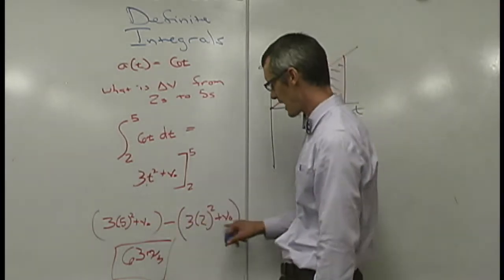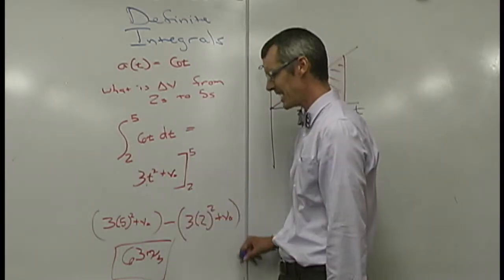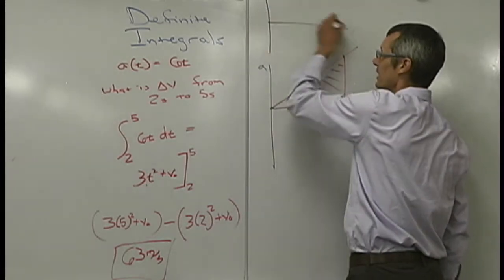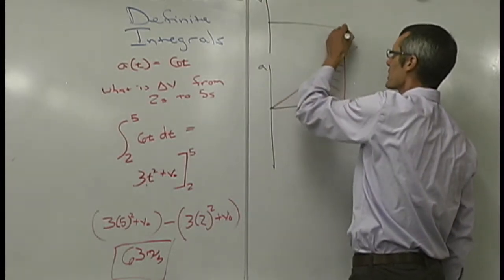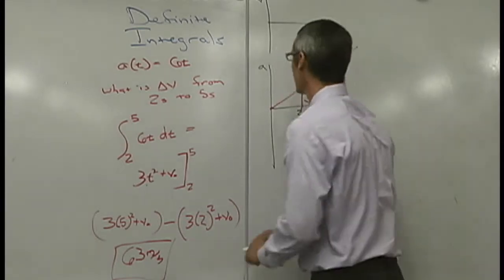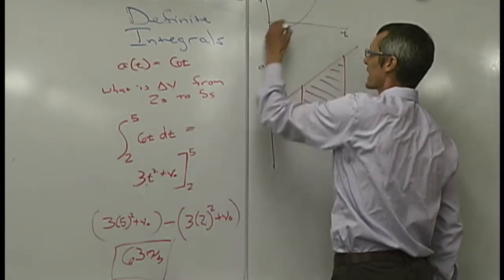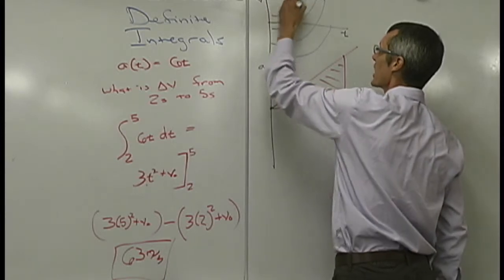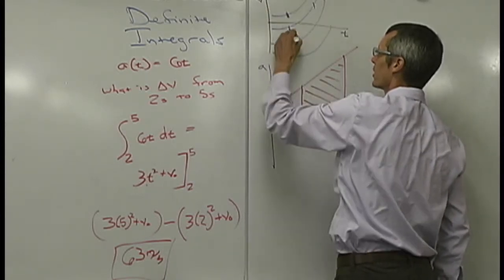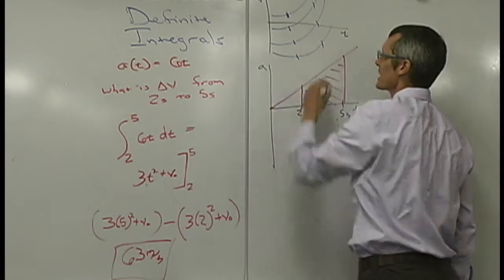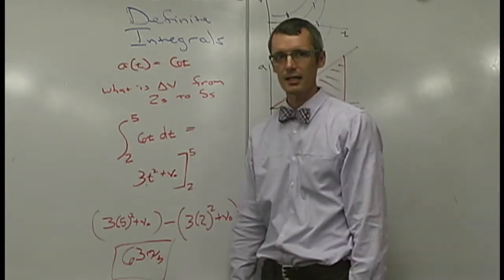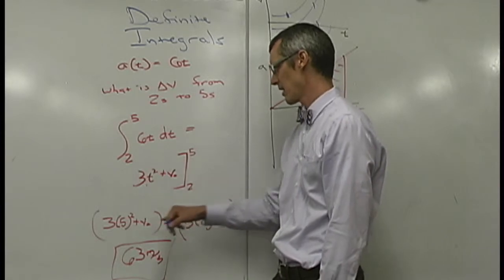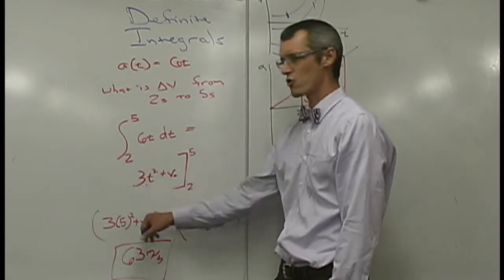Notice that my initial velocity didn't matter. And that's because when I graph my velocity versus time, I have an increasing velocity. It looks like this, or it looks like this, or it looks like this. But the change between here and here, or here and here, my change in velocity is the same for every single one. So if all I'm looking for is a change in velocity between 2 specific times, this constant drops out.